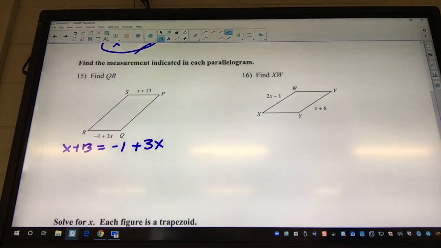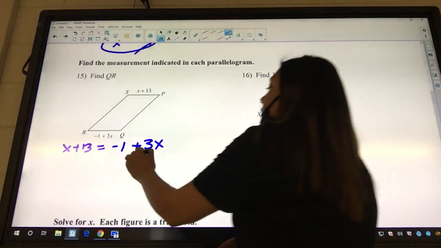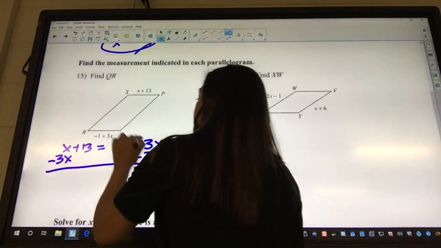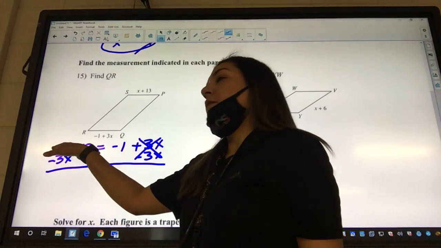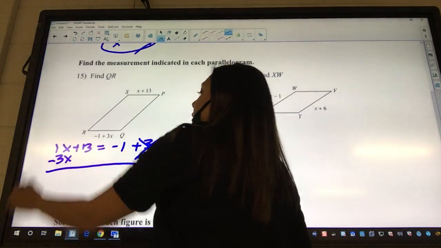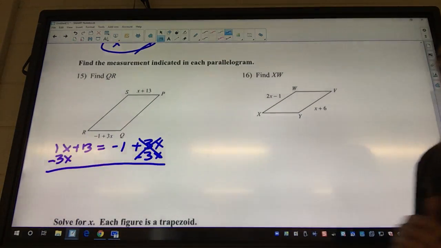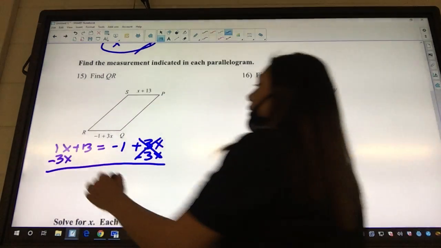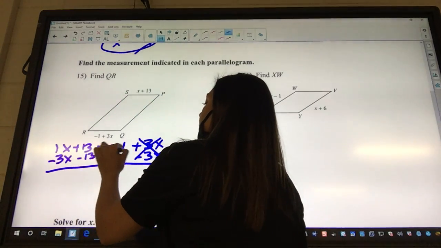Okay, we need to get our letters to the left and the numbers to the right. So what needs moved? The 3x. So we're going to say minus 3x, minus 3x. What number can you put in front of this x? A 1, okay? And I would probably suggest it so you don't get confused. What else needs moved? The 13. So we're going to say minus 13, minus 13.